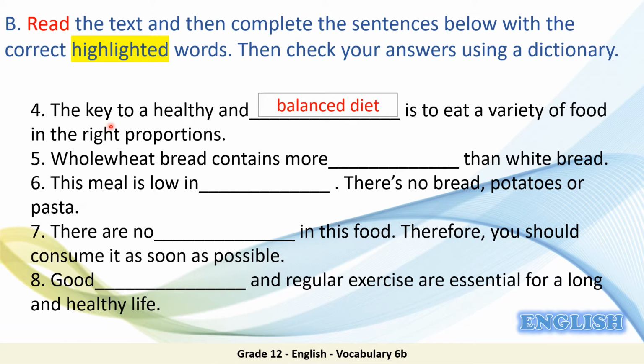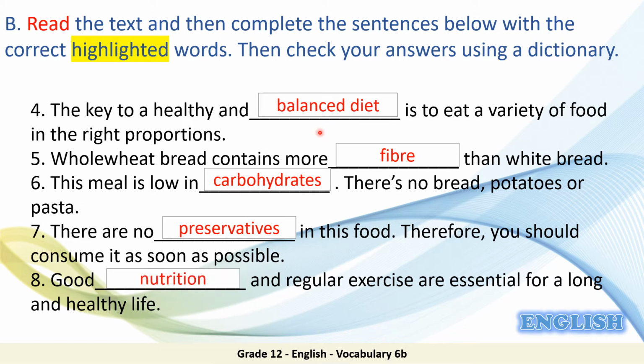Okay, the first one is answered. The key to a healthy and balanced diet. Balanced diet. Number 5, sentence number 5. Tell me, yes, fiber. Number 6, carbohydrates. Good job. Number 7, there are no preservatives. Good work. The last one, number 8, nutrition. Great job. Thank you very much.